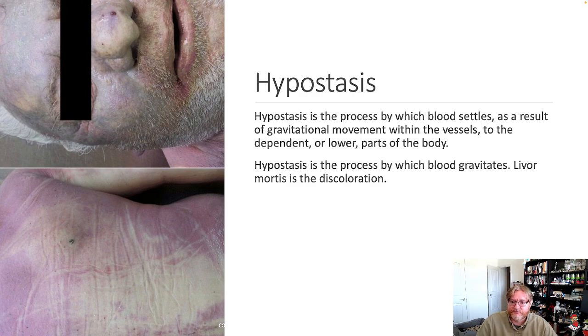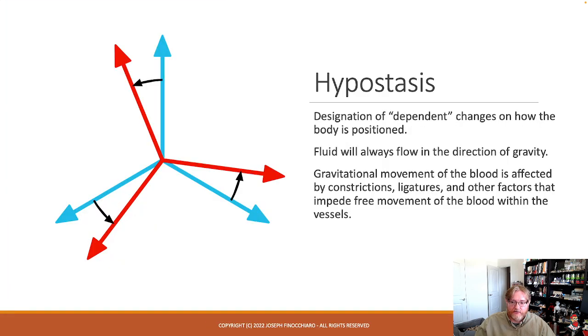So hypostasis is the process by which blood settles as a result of gravitational movement within the vessels to the dependent or lower parts of the body. Hypostasis is the process by which blood gravitates, and livor mortis is the discoloration. We typically in industry might be talking about livor mortis like it is hypostasis. This is kind of like HIV and AIDS. HIV is the causative agent. AIDS is the syndrome that results from an HIV infection. Hypostasis is the process by which blood gravitates. And as the blood pools in certain areas, you then have livor mortis occur, because livor mortis is the discoloration.